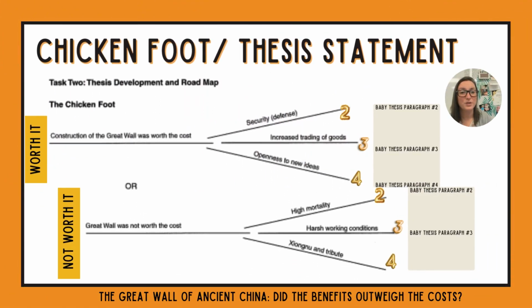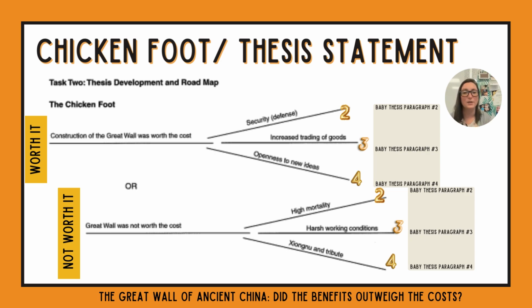You have one of two options that you are going to be picking for your chicken foot. Construction of the Great Wall of China was worth the cost. Put a little dot dot here. Security, defense, comma, increasing trade of goods, comma, and openness to new ideas, period. Or, Great Wall was not worth the cost. Dot dot. High mortality, comma, harsh working conditions, comma, the Shang Yuan tribute, period.